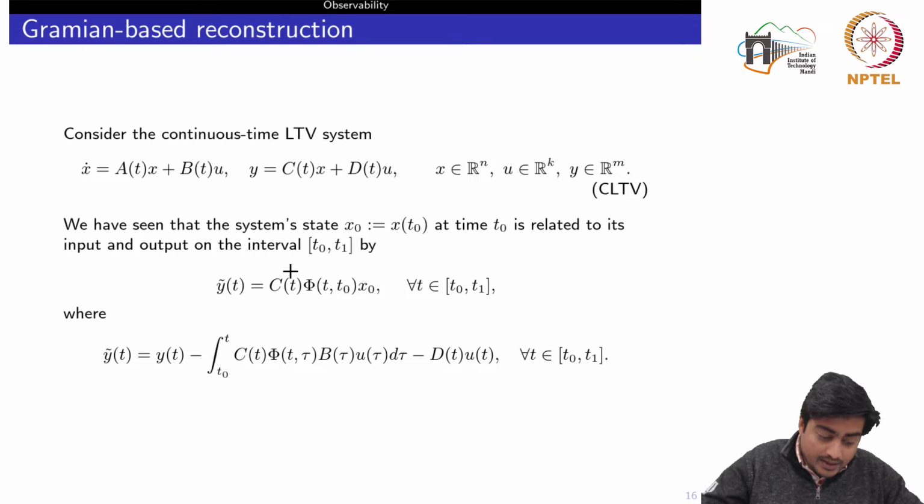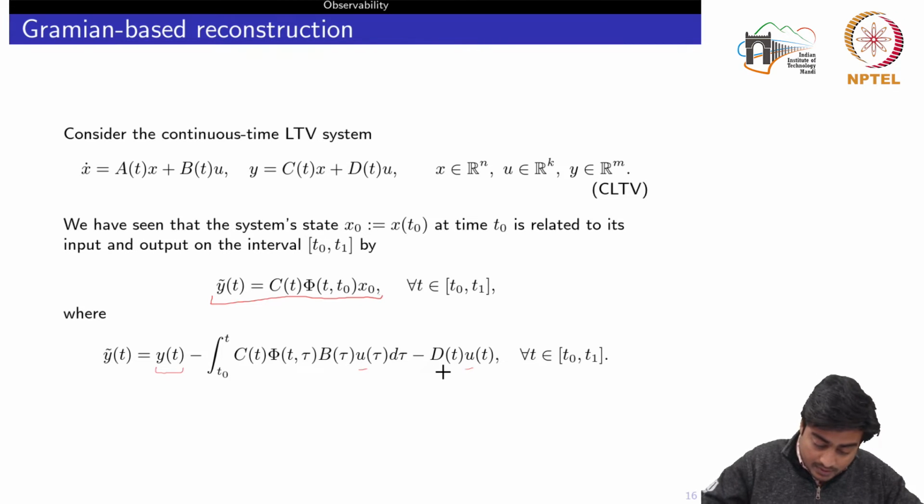Now we can again use this Gramian to actually reconstruct the state. So consider again this LTV system given by the matrices A, B, C, D. We have seen that the system state x0 at time t0 is related to its input and output on the interval, and this we obtained from the variation of constants formula we had seen earlier. So y tilde is nothing but a subtraction of the terms containing the output signal and the terms containing the input signal.